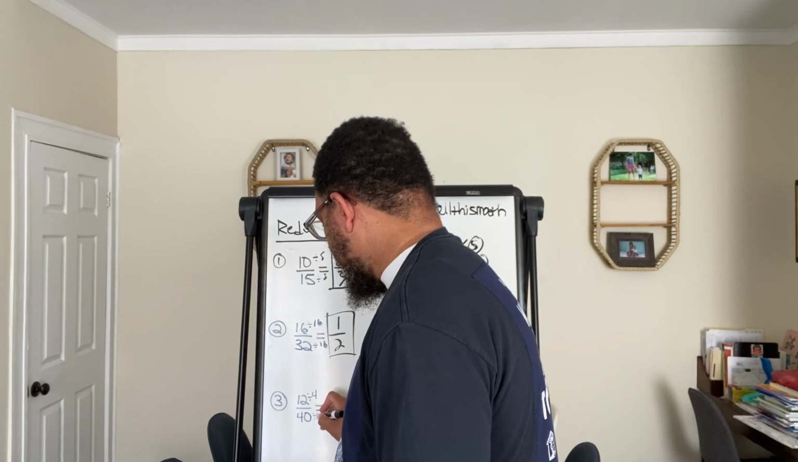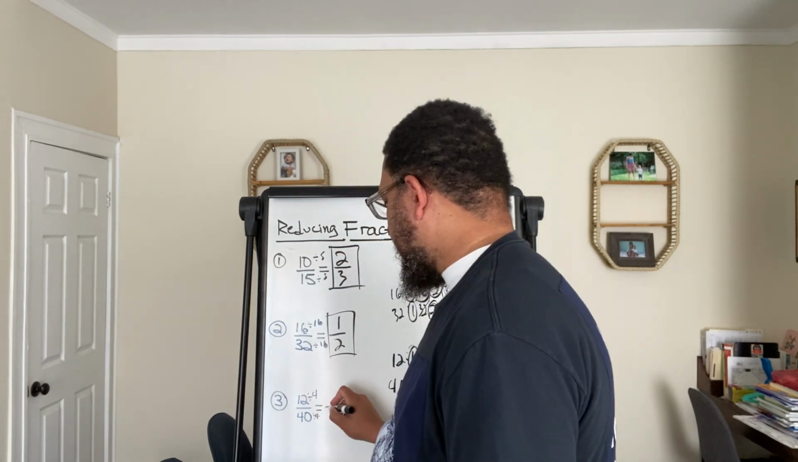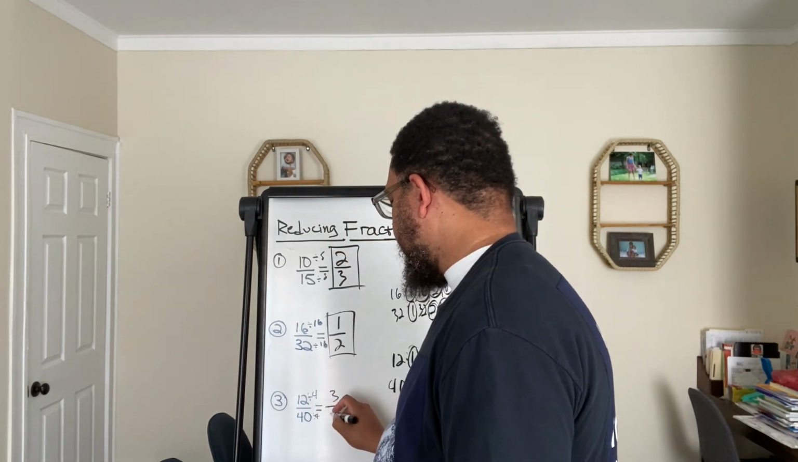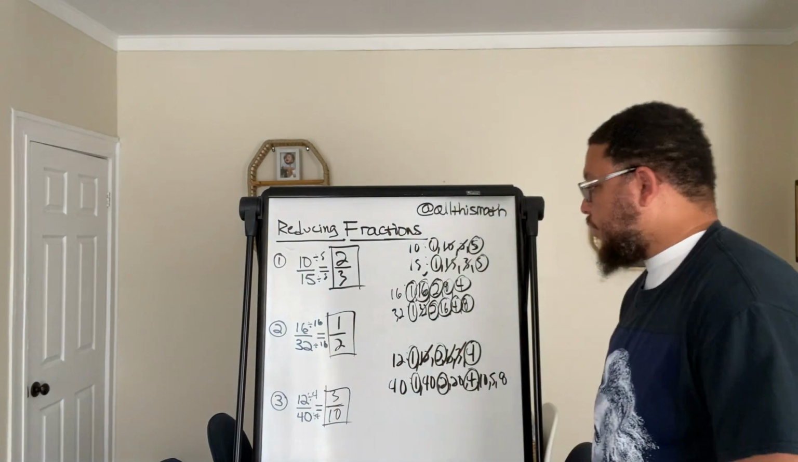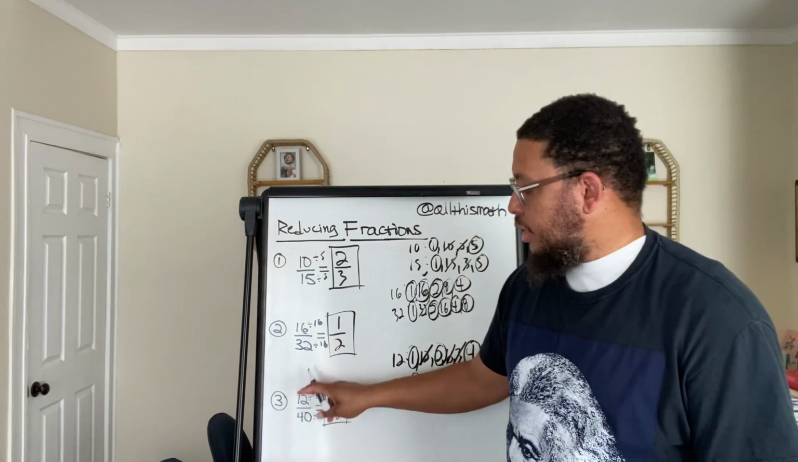12 divided by 4, 40 divided by 4. 12 divided by 4 is going to give us 3. 40 divided by 4 is going to give us 10. And there you go. Final answer, 3/10. So 3/10 is equivalent to 12/40.